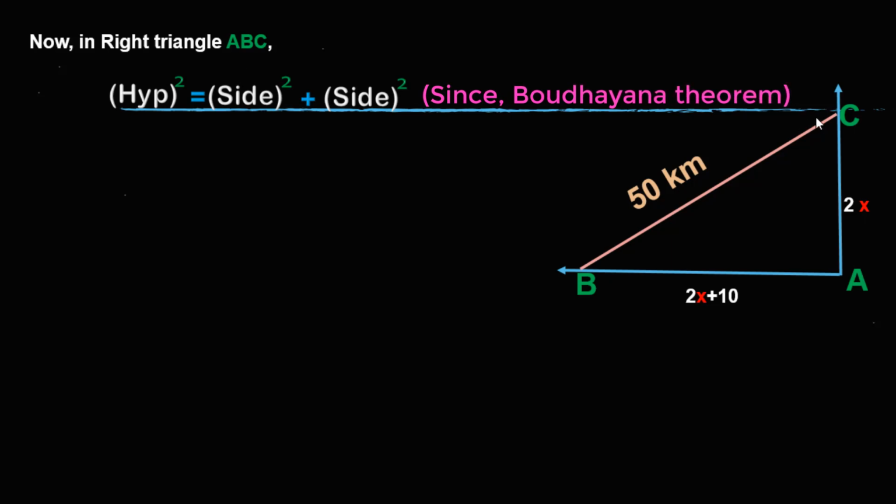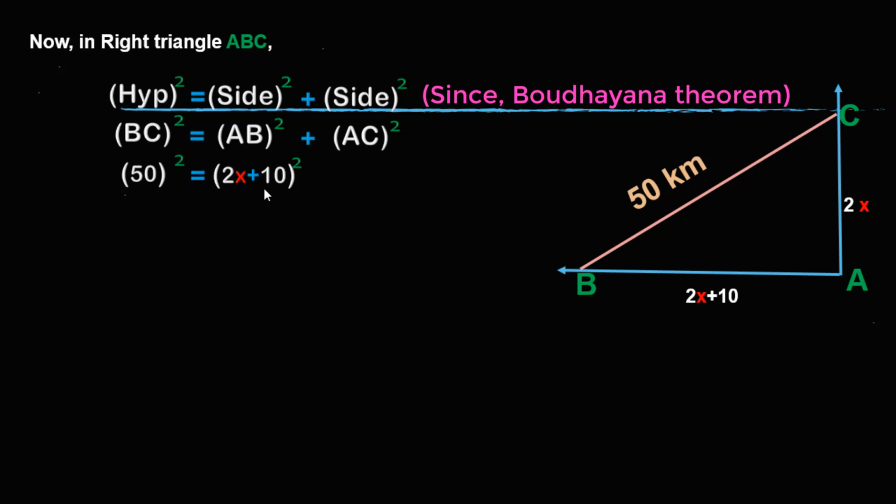Now according to the figure, what is the hypotenuse? It is BC. So in the place of hypotenuse, we can write BC. So we get BC square equals, next we have the side squares. We can take AB as one of the sides, so we get AB square plus, and the next side AC, so we get AC square. Now by substituting their respective values, BC equals 50, so we get 50 square equals AB equals 2x plus 10, so we get 2x plus 10 whole square, plus AC equals 2x, so we get 2x whole square.